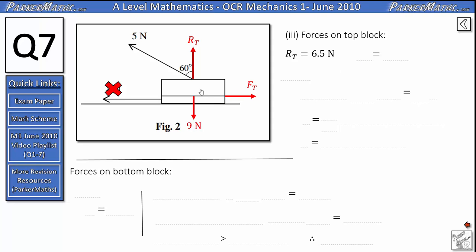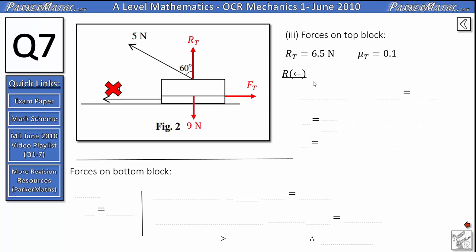We're also given the coefficient of friction between the two surfaces. I'm going to call that mu t, which is 0.1. That's going to distinguish it between the coefficient of friction between the block and the floor. I've used T here, by the way, to stand for top, and I'm going to use B later on for any forces that are on the bottom part of the block.